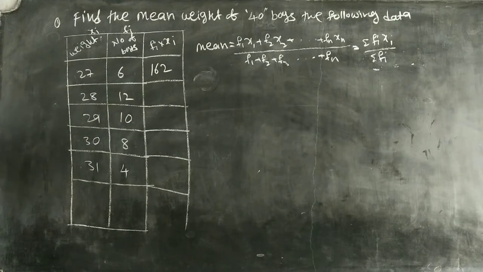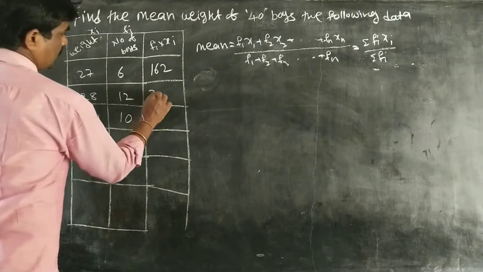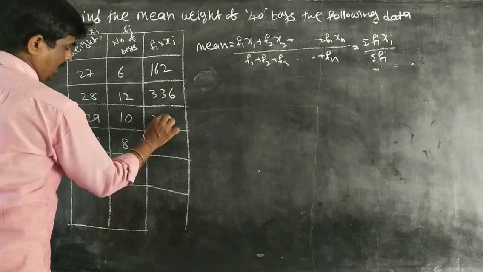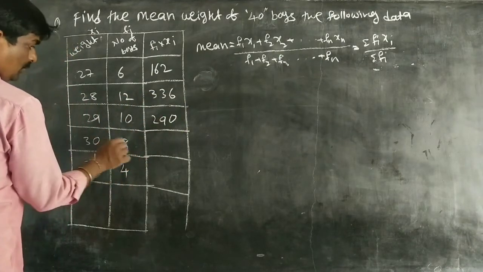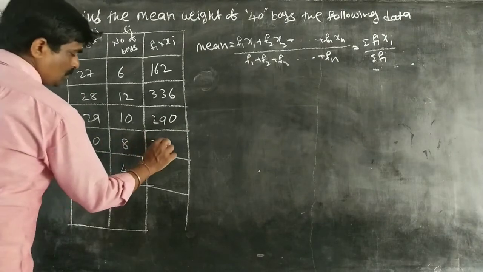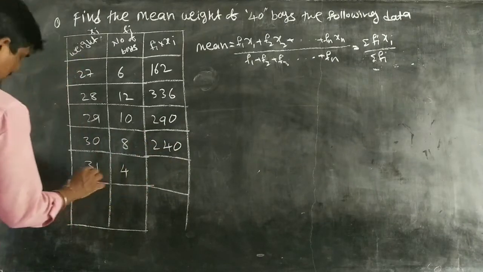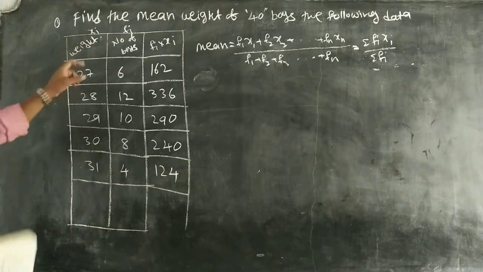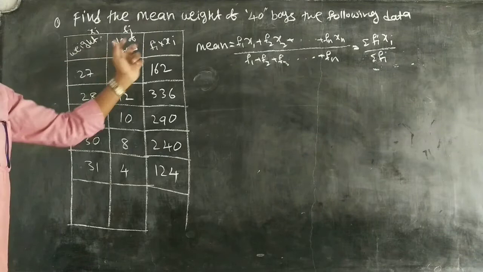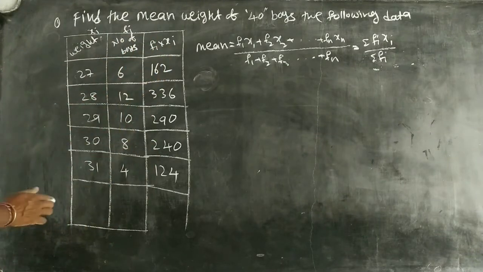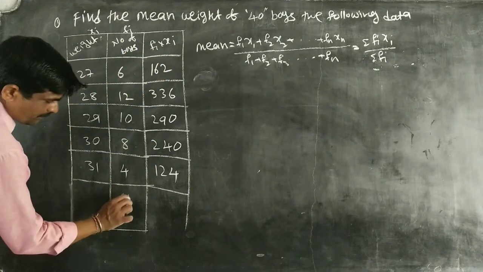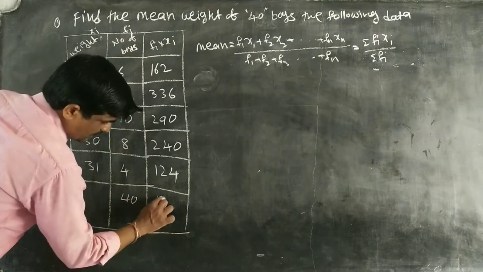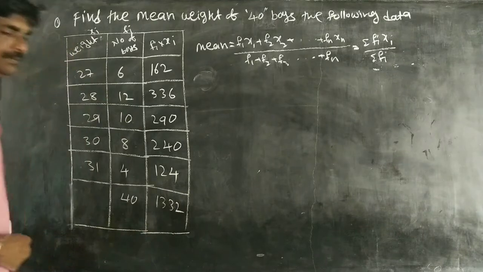Okay. Next 28 into 12 is 336. I multiply 29 times 10, that is 290. Then 8 into 30 is 240. That is equal to 124. I have multiplied f of i and xi both. Then this frequency is 40. If you add this total, you are getting 1332.